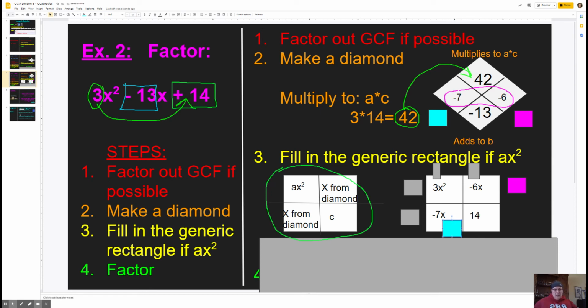So let's see, I don't think I've called this row yet. So Sophia, Amelia, Ian, Elizabeth, and Eric, looking at 3x squared and negative 7x, what's the greatest common factor between those two terms, 3x squared and negative 7x?